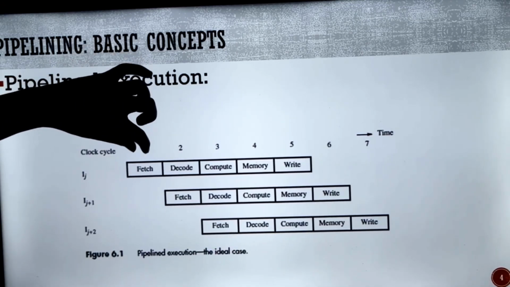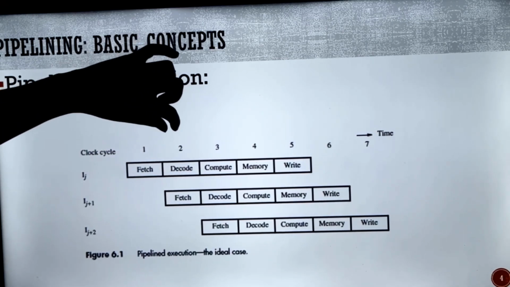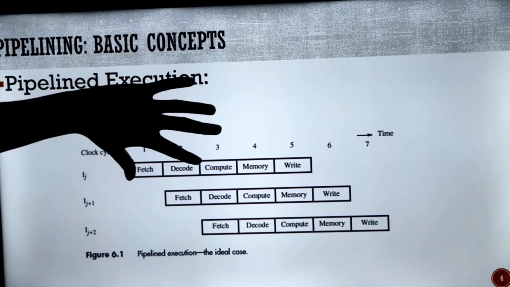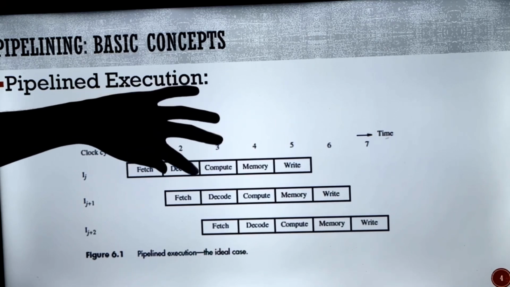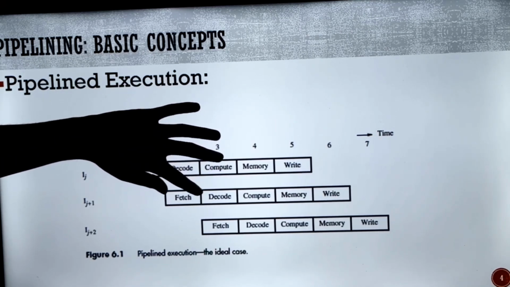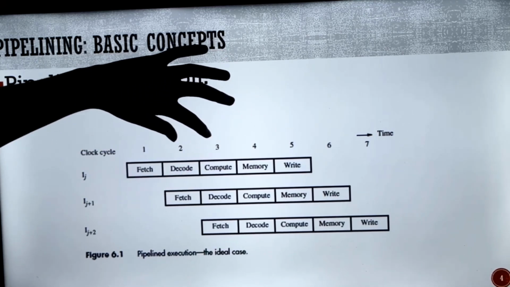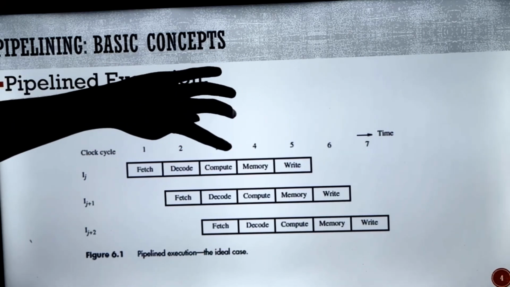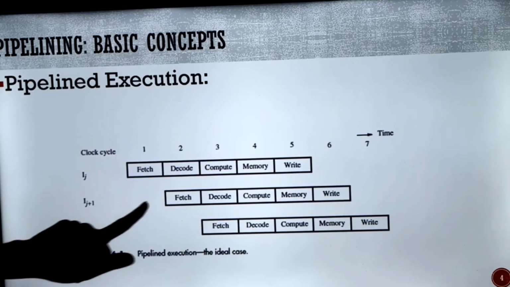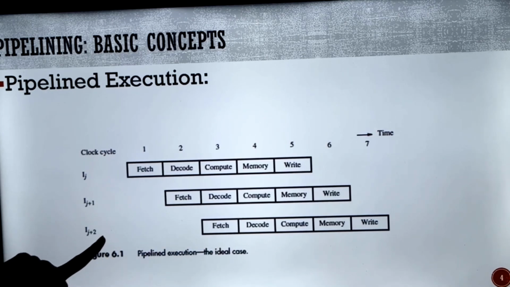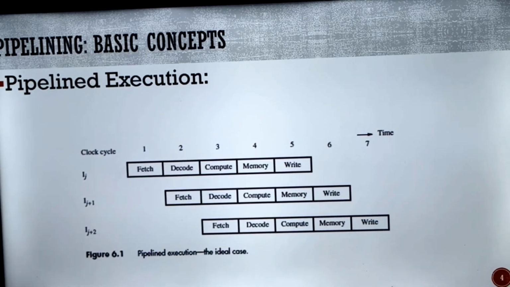So in clock pulse 1, fetching of the first instruction. In clock pulse 2, decoding of the first instruction, and at the same time fetching of the second instruction is also possible. In clock pulse 3, computing of the first instruction, at the same time decoding of the second instruction and fetching of the third instruction is also possible. I hope you understood this concept, how the pipeline works. Fine. So this is how the pipeline works in your system.